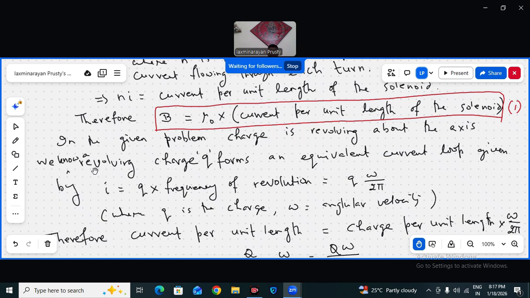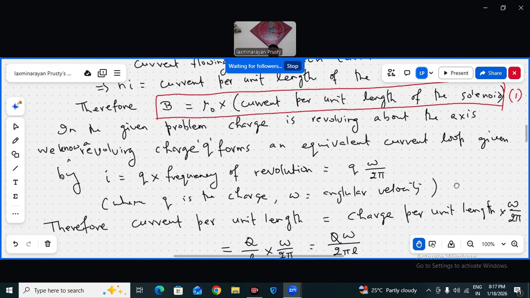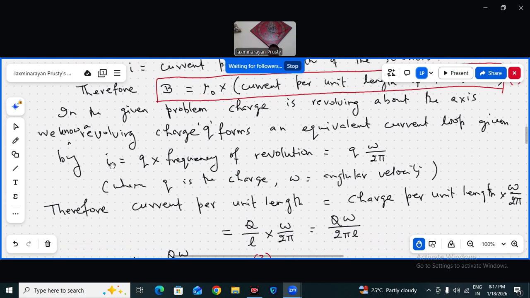We know that a revolving charge small q forms an equivalent current loop given by I equals q times the frequency of revolution. If the angular velocity is omega, then the frequency is omega by 2 pi. So q omega by 2 pi is the equivalent current in that current loop, which is formed by a revolving charge of charge small q.